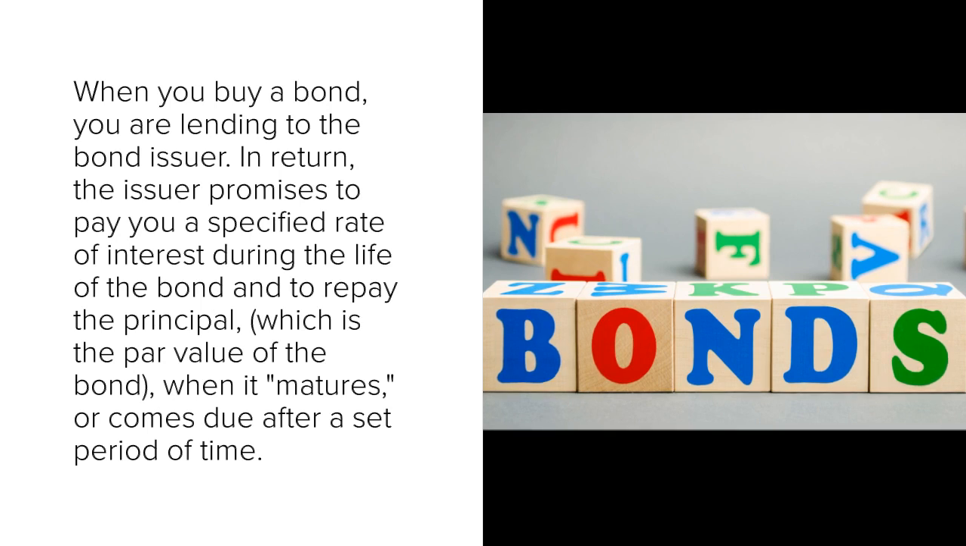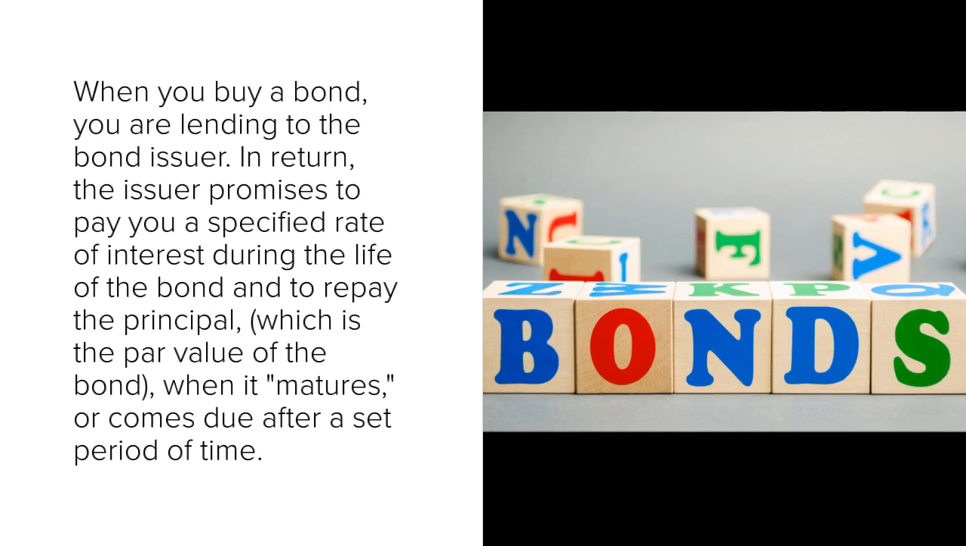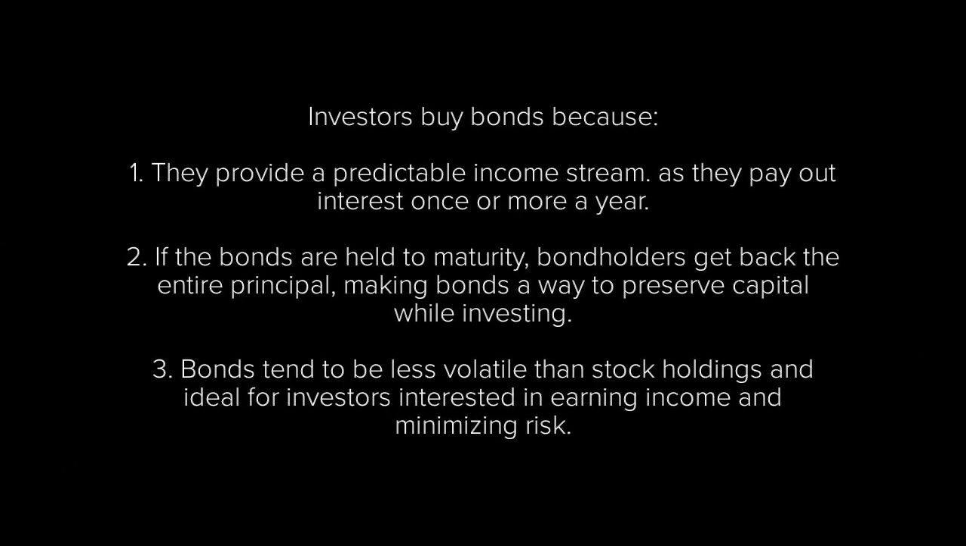In return for the money that you lend, the issuer promises to pay you a specified rate of interest during the life of the bond and repay the principal. That principal is known as a face value or par value of the bond. The primary reason investors buy bonds is to earn income. They want a dependable income stream that pays them out periodically over time.